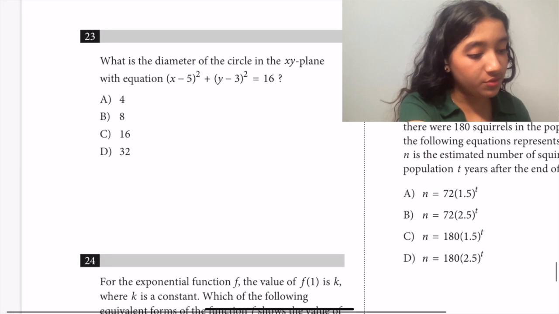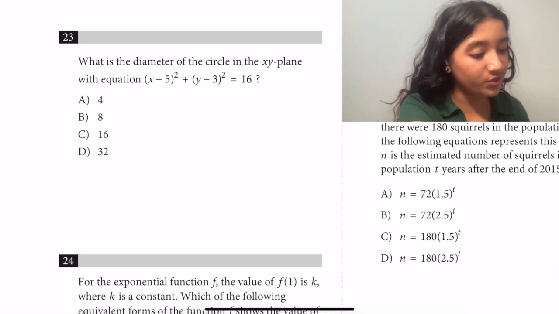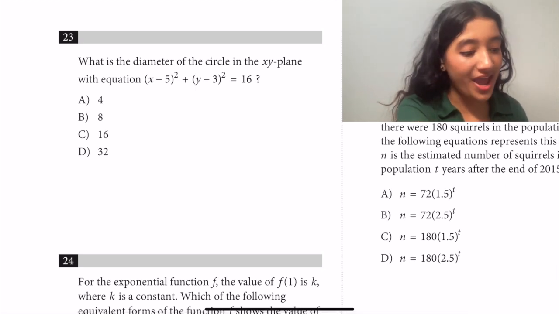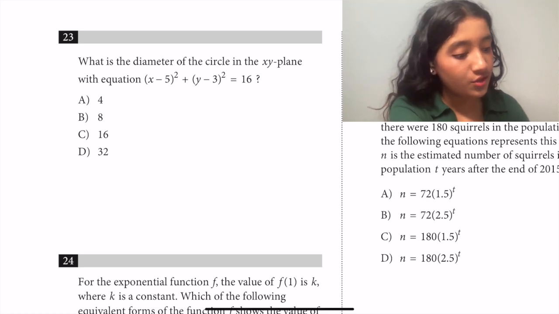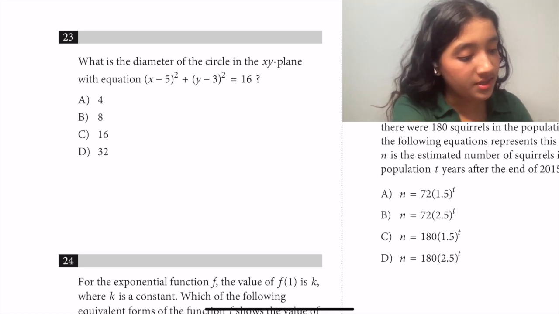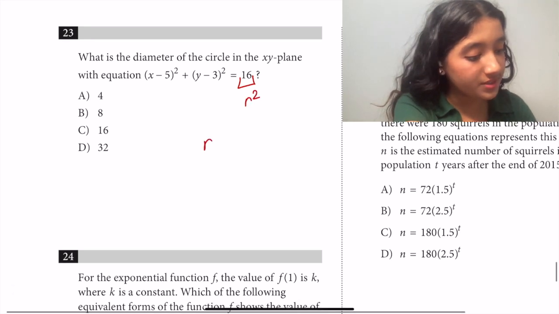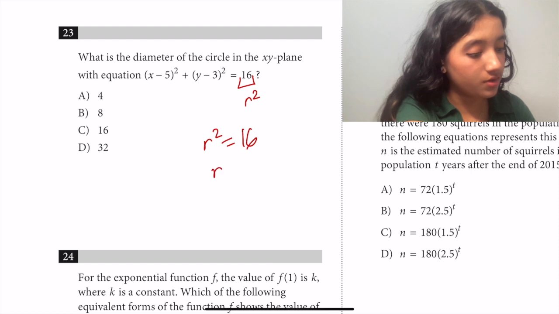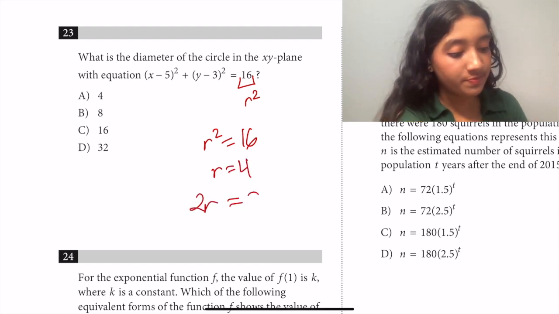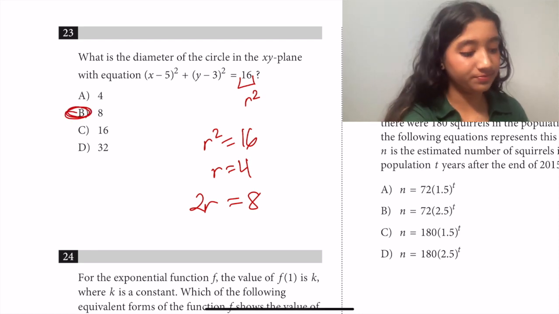So for question 23, we have: what is the diameter of the circle in the xy-plane with equation (x - 5)² + (y - 3)² = 16? So we only want to focus on this part right here, which is equal to r². So if r² is equal to 16 and r is equal to 4, then we have that 2r, which is equal to the diameter, is equal to 8. So that gets us option B.